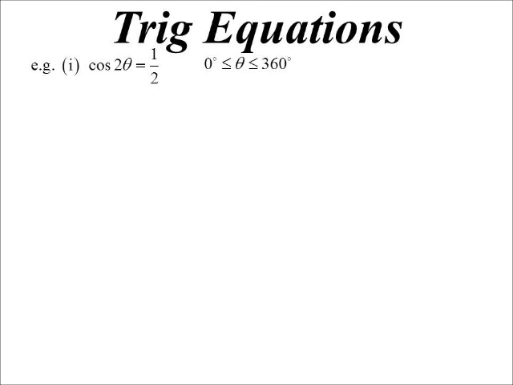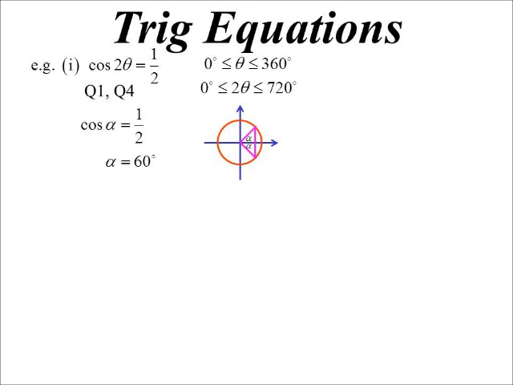And what we did before is we said, all right, well, we'll look for answers for 2 theta, but because theta is going between 0 and 360, we're going to look for answers that go around twice. We're going to look for answers between 0 and 720. So we know we're in quadrant 1 and quadrant 4, and we want to find our acute angle. So the acute angle is 60 degrees.